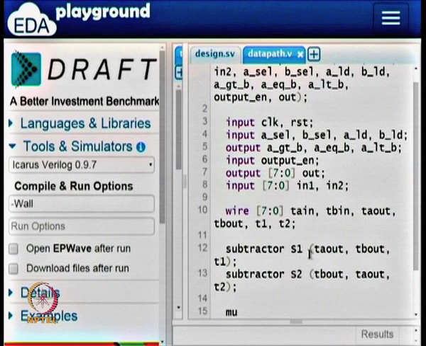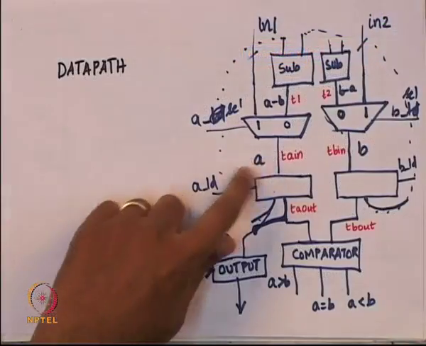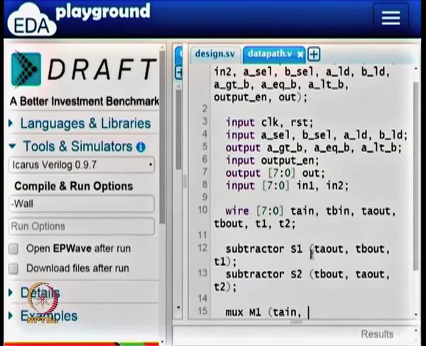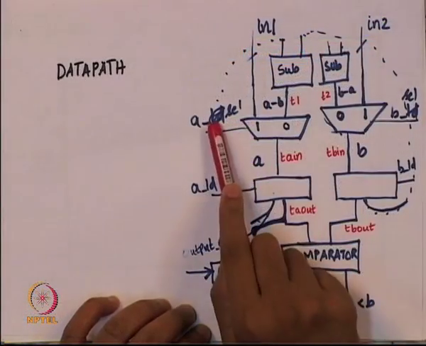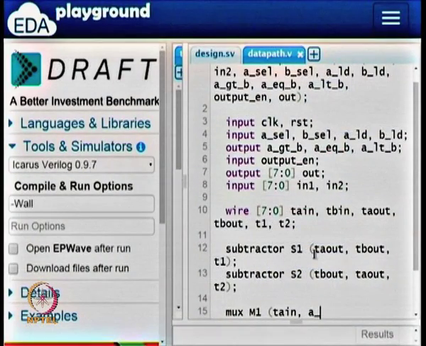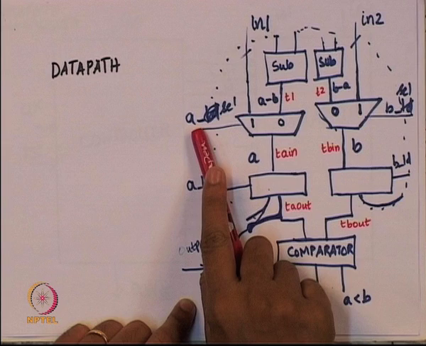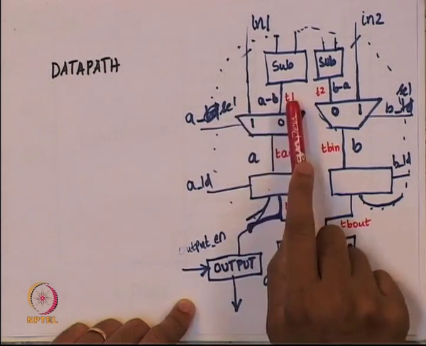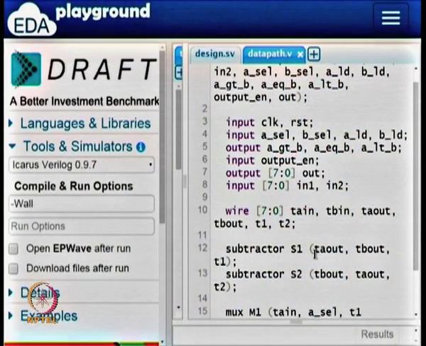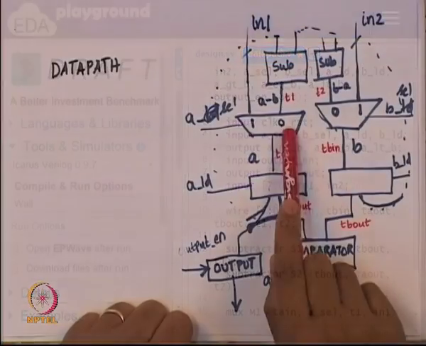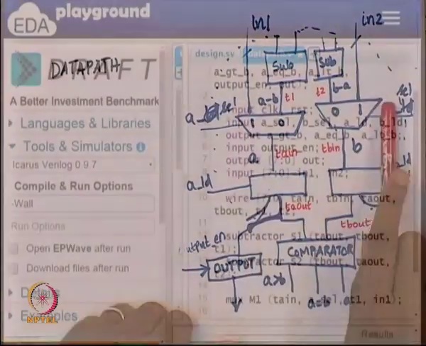I will call the first mux M1. The first mux M1 is supposed to give an output, which is TA in. I will give the select line, which is A select. Then we have the two inputs. In this case it is supposed to be T1 and in 1. T1 is the pin 0's input and in 1 goes to the pin 1's input.